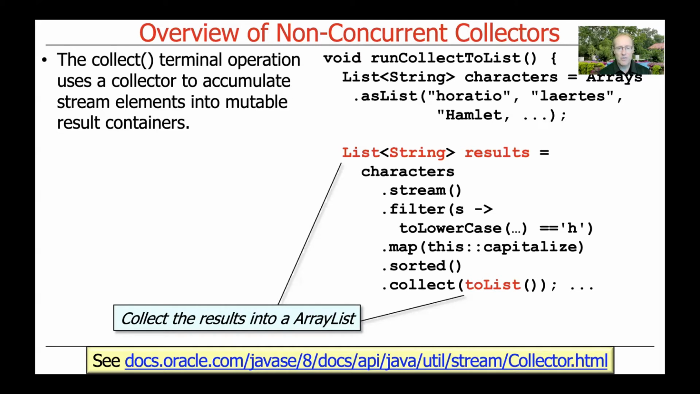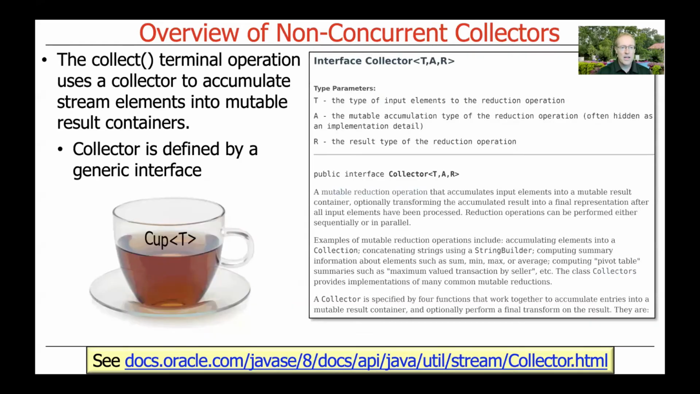And as you can see here, a very simple example that we've looked at before. Basically, we create ourselves a stream, and then we collect the results of the stream processing into a list, which of course is implemented as an array list under the hood. And the array list is created by the toList factory method on the Collectors utility class.